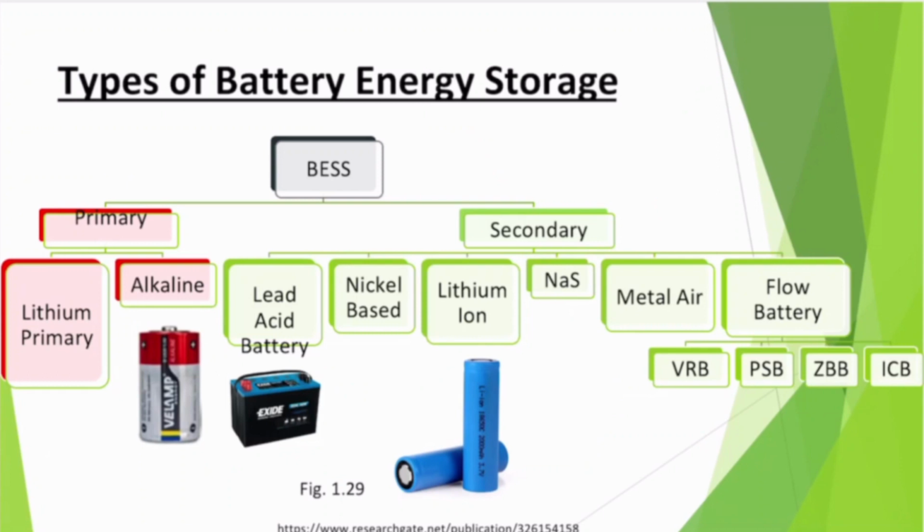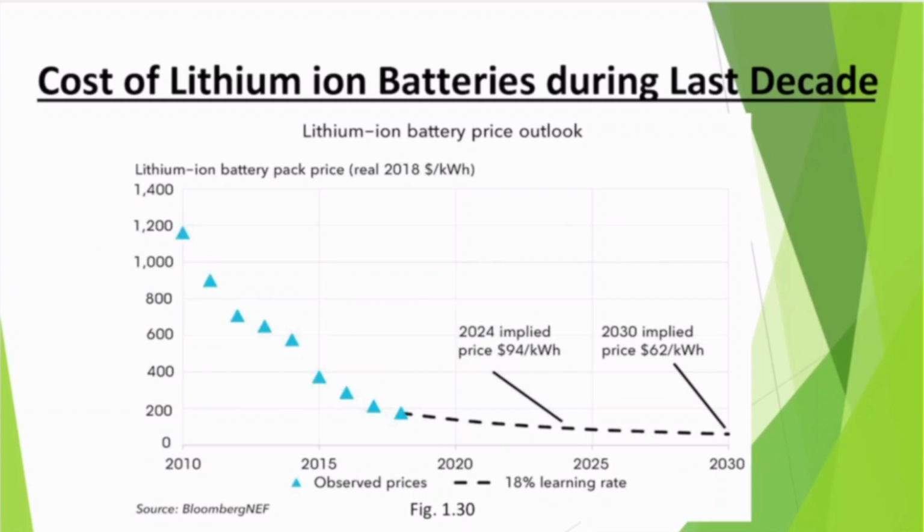Now, if you see the whole set of diagrams, battery energy storage systems are divided into two sections. One is known as primary, the other is secondary. The primary ones could be either lithium or alkaline. In case of secondary, it could be lead acid, nickel-based, lithium-ion, NAS, metal ion, flow battery, and all those technologies. So today, we are very keen to use secondary batteries for large renewable energy storage. Now, one thing is very important. Lithium ion is considered to be one of the best storage technologies as of now, and cost was an issue, but fortunately the cost keeps dropping over a period of time.